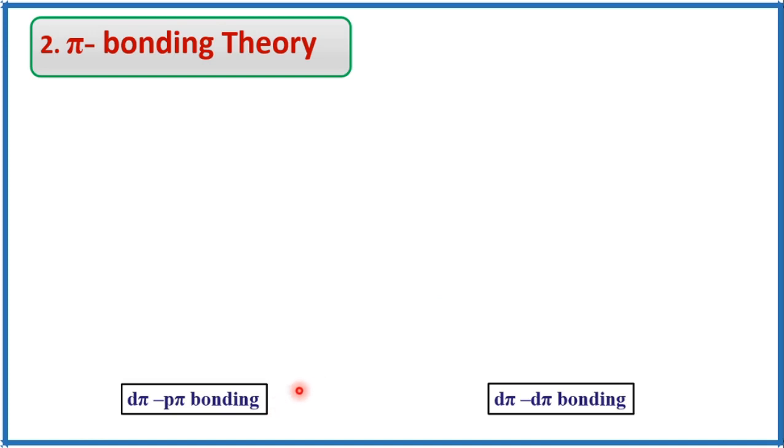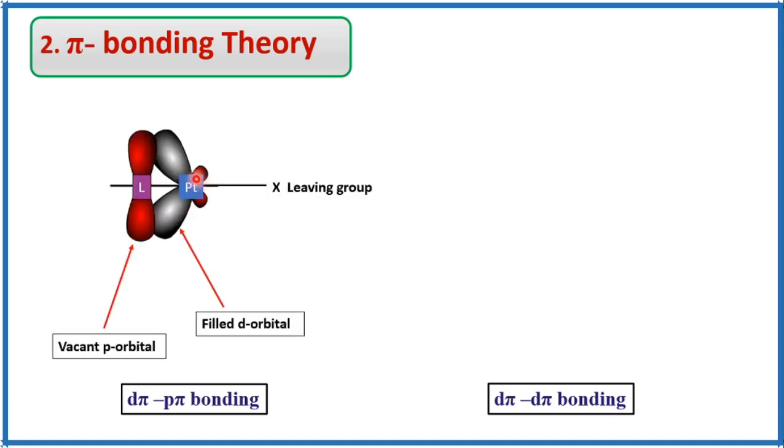So there are two types of pi bonding possibility: dπ-pπ bonding and dπ-dπ bonding. Here, this is the platinum, and this is a filled d orbital of the platinum, and this is a vacant p orbital of the ligand. A pi bond is formed between these two orbitals. The filled d orbital of the metal overlaps with the vacant p orbital of the ligand to give a dπ-pπ bonding, and here X is the leaving group.